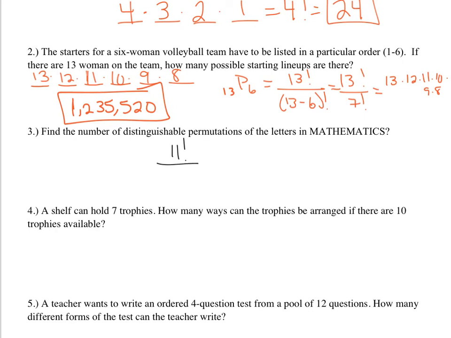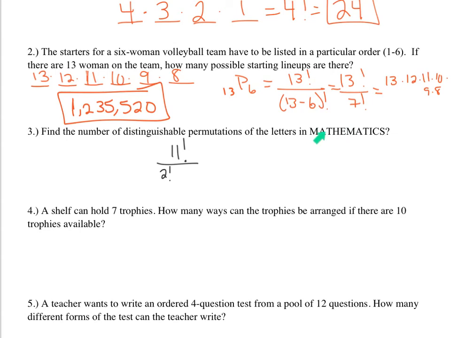So in the numerator, we're going to write 11 factorial. And in the denominator, we're going to have to divide out because this one has that special case of repetition. So I'm going to look through the letters of mathematics, and anything that repeats is not distinguishable, so I have to divide out that repetition. I see that the letter M repeats 2 times. So I'm going to divide that 11 factorial by 2 factorial because there were 2 M's.